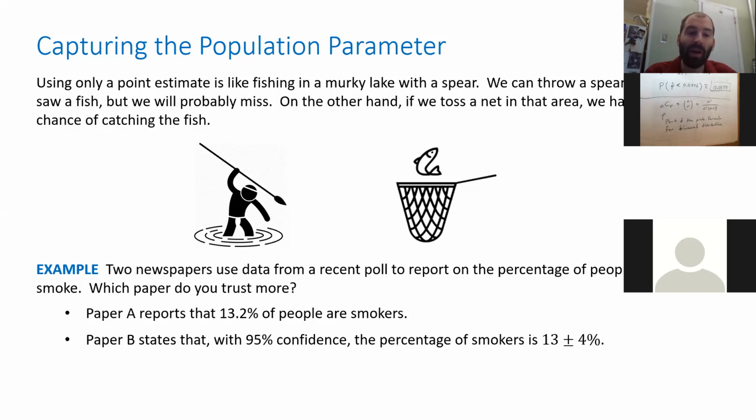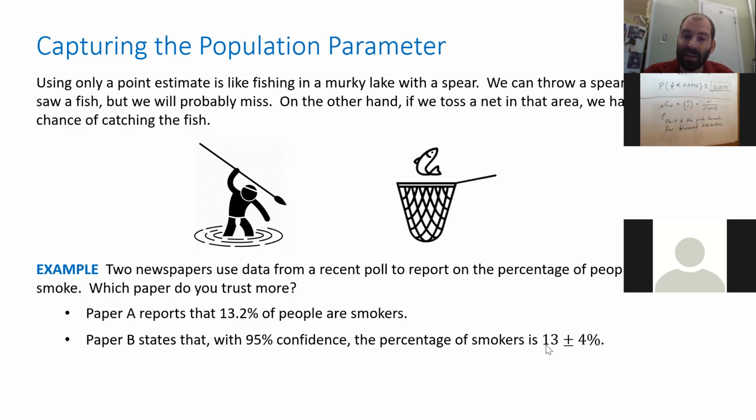Whereas paper B has a more broad estimate here. They say the percentage of smokers is 13 plus or minus 4%. So that's between 9 and 17%. Now that's not very precise, but it has a much higher chance of being correct. So I trust that statement a lot more than I trust the previous statement.